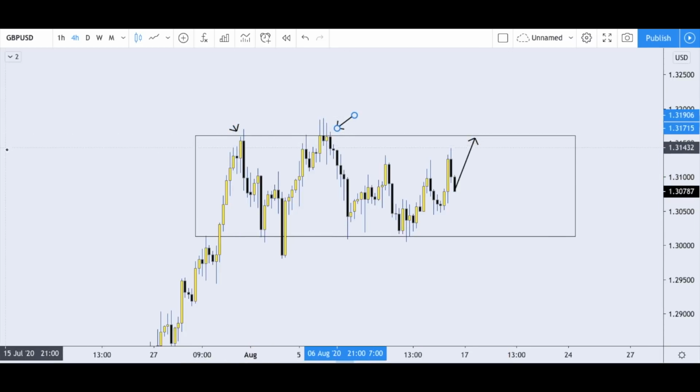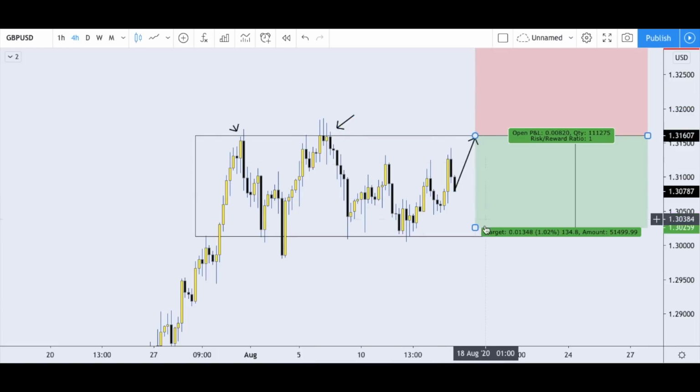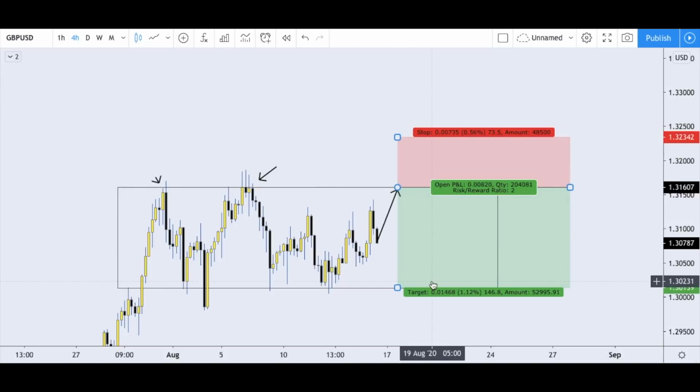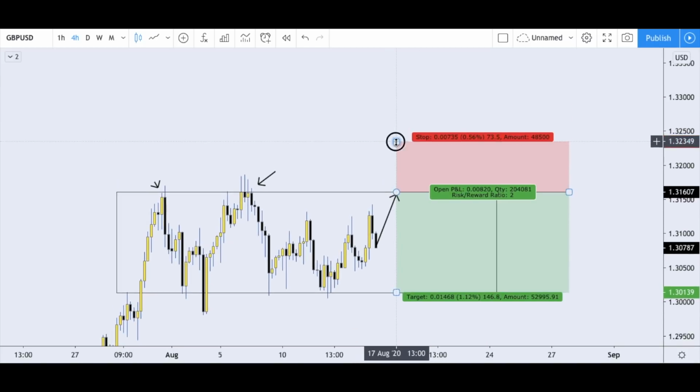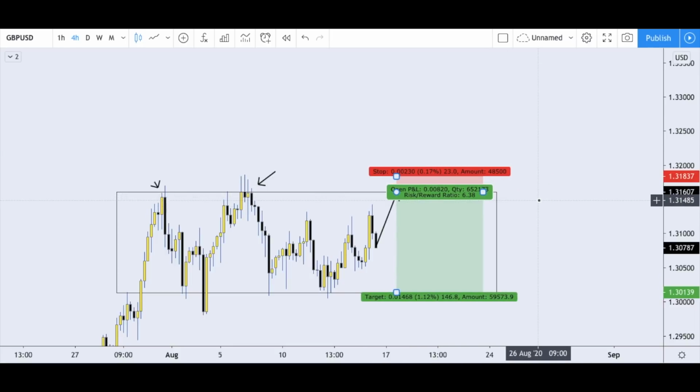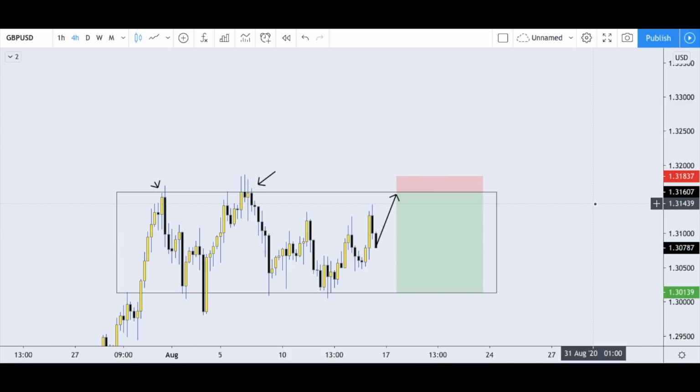Okay, and if we were to enter off of the rejection, we'd be looking to make around 150 pips would be our target, and our stop loss would just be somewhere around this area, giving us a nice 1 to 6 or maybe even a 1 to 6.5 risk reward ratio. We'd only be really risking 23 to 25 pips for potential gain of around 150.